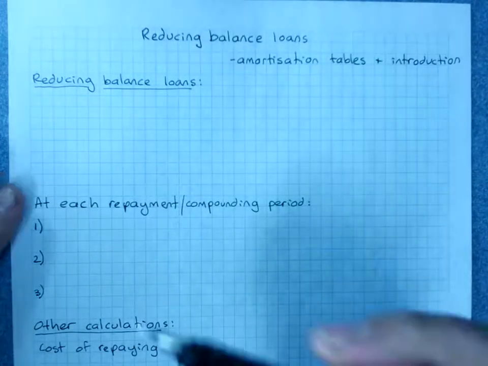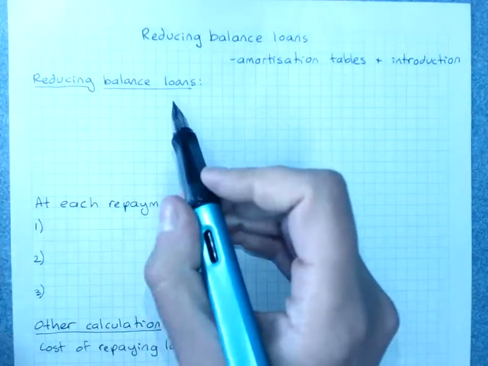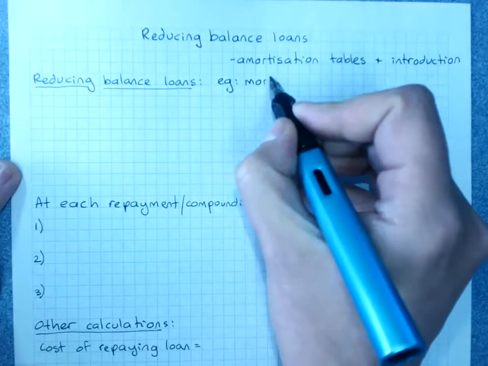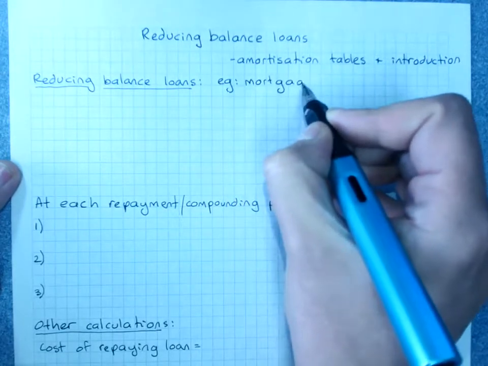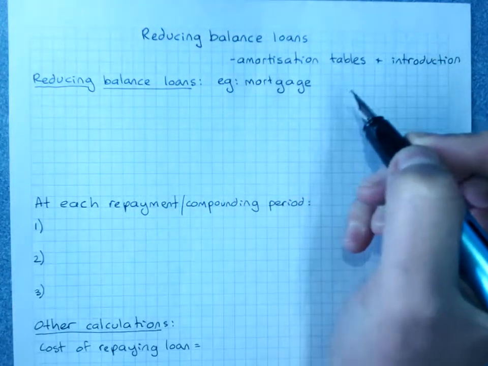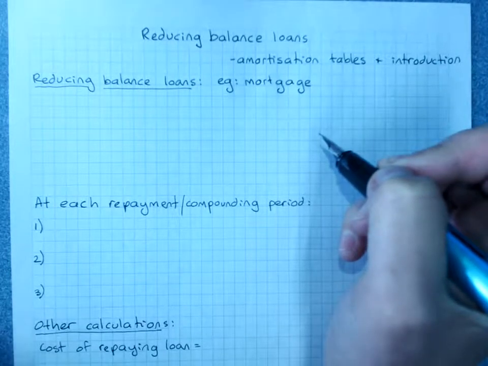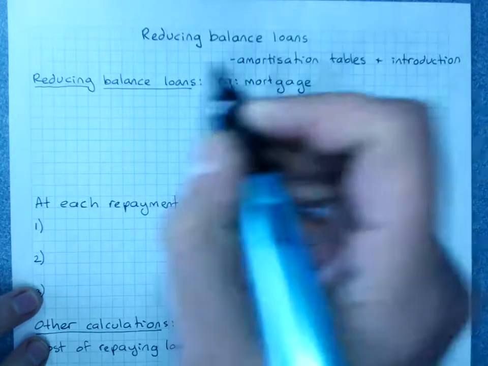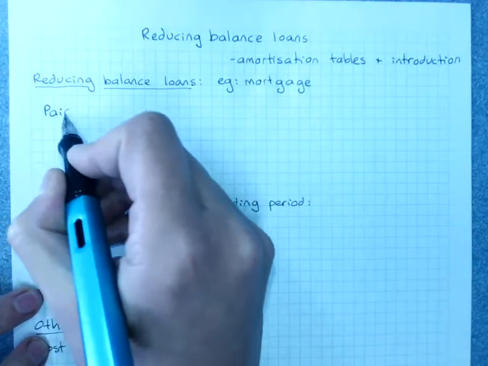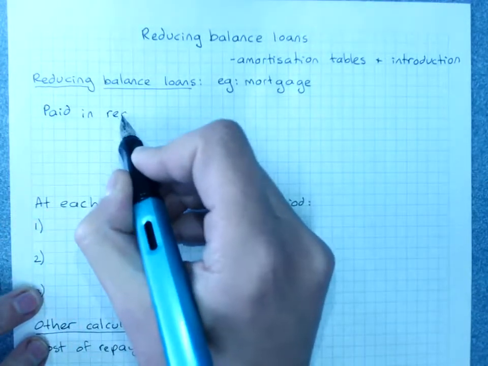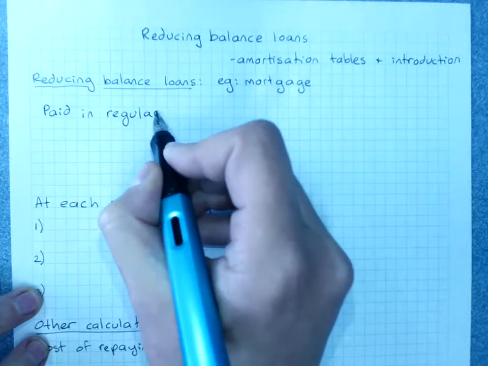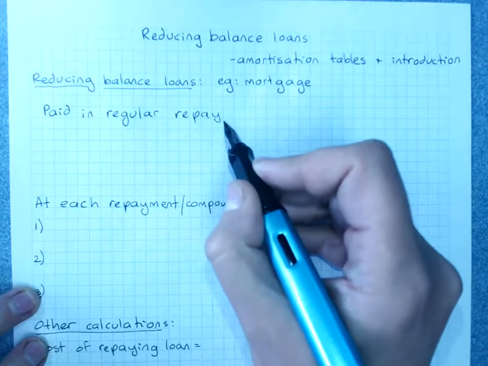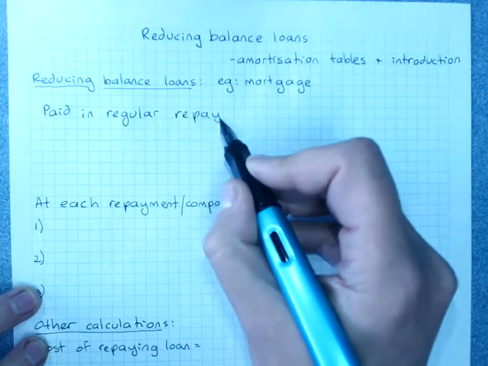All right, a reducing balance loan is a loan like a mortgage. And what I mean by that is it's paid off regularly over the length of the time of the loan. So paid in regular repayments, and these are often monthly, quarterly, fortnightly, that sort of thing. Mine's monthly.